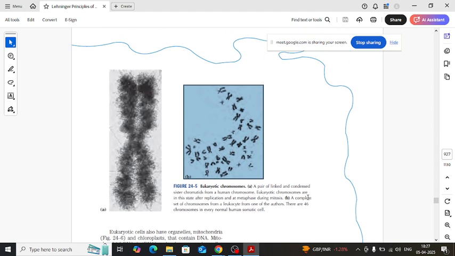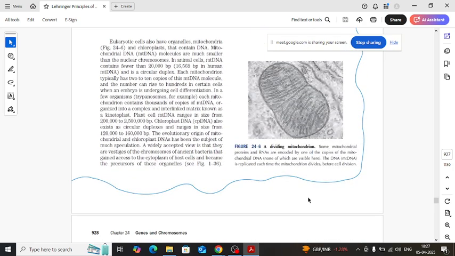In eukaryotes, apart from the nucleus, some organelles can also contain DNA, right? For example, mitochondria have mitochondrial DNA, which can code some mitochondrial proteins and mitochondrial RNA, which are required for the mitochondrial enzymatic activities and for the structure of the mitochondria.